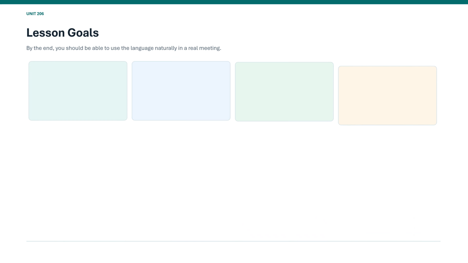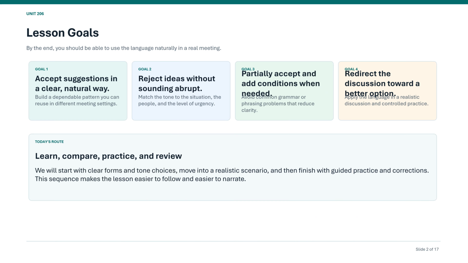Here is the roadmap for this lesson on accepting and rejecting suggestions. Goal 1. Accept suggestions in a clear, natural way. Goal 2. Reject ideas without sounding abrupt. Goal 3. Partially accept and add conditions when needed. Goal 4. Redirect the discussion toward a better option. We will move from form to meaning, to scenario work, and then to guided practice, so the language becomes easier to use under pressure.